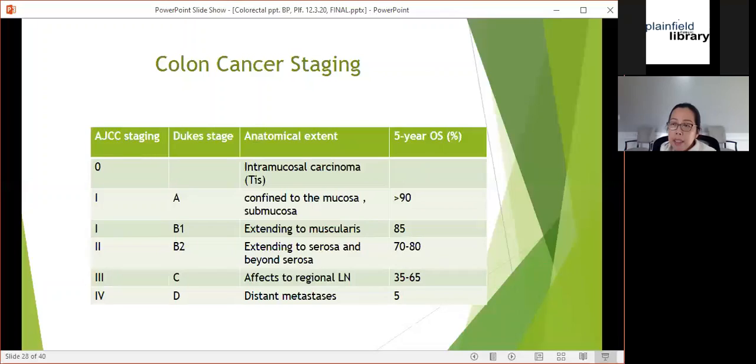Stage 3, that's Duke's stage C, is a tumor involving regional lymph nodes. 5-year overall survival is about 35 to 65%. For stage 4, Duke's stage D, with metastatic disease, 5-year overall survival is only about 5%. Next, please.